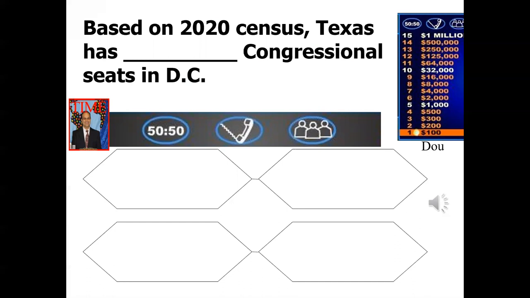To get your common knowledge here, based on the 2020 census, how many congressional seats does Texas have in DC? 26, 38, 45, or 30? 45, is that your final answer? Yeah. All right, we have the first loser today, Angel, yes. Okay, Martinez, what is your guess?